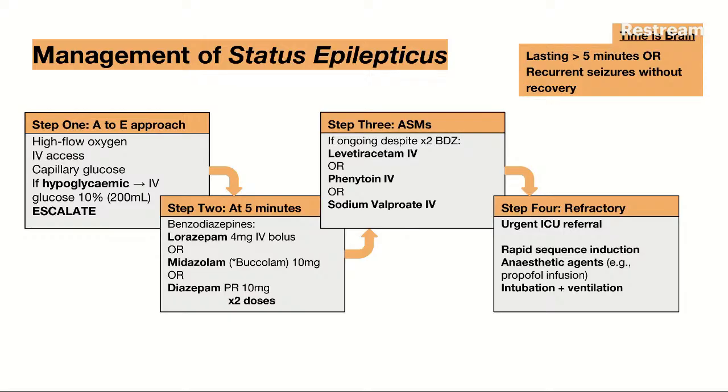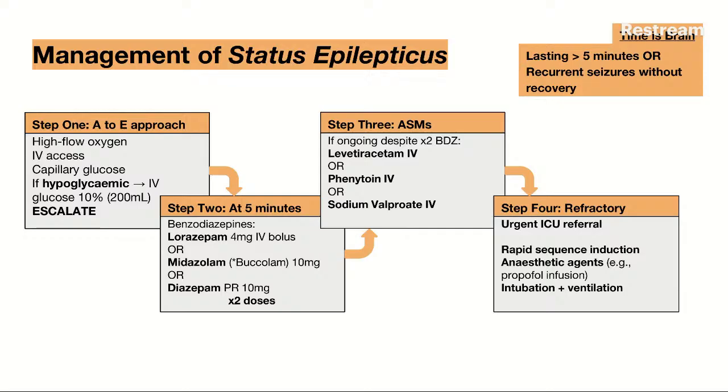So you'd start off with an A to E assessment, including oxygen administration, gaining IV access for future drug administration. You'd check capillary glucose or BM. And if hypoglycemic, then you would give IV glucose 10% at 200 mils or 20% at 100 mils. And of course, with any sort of medical emergency at F1 level, you should escalate to a senior.